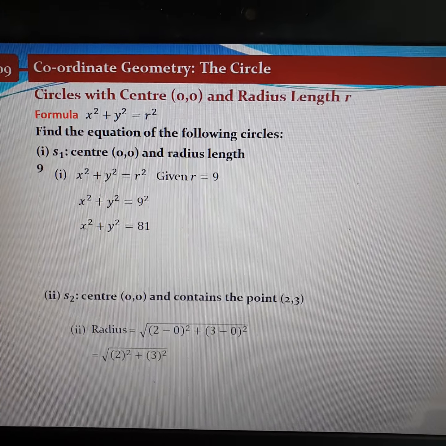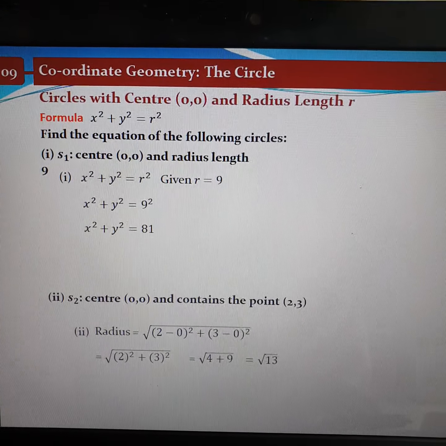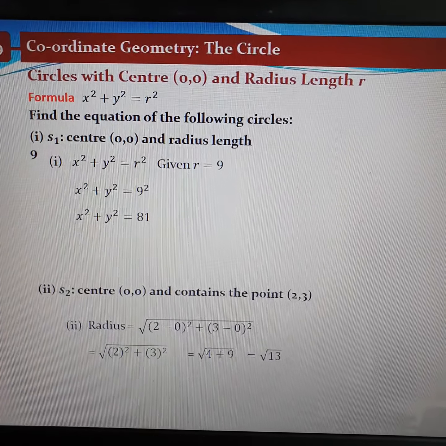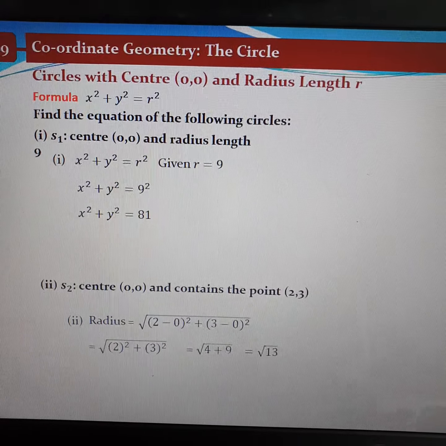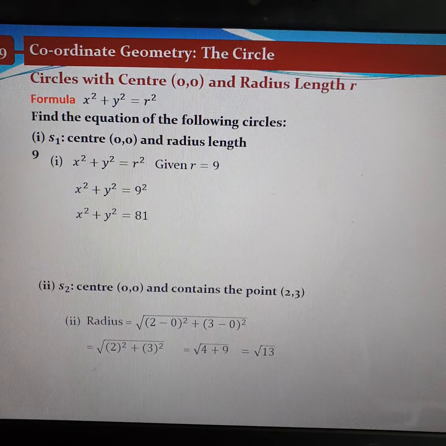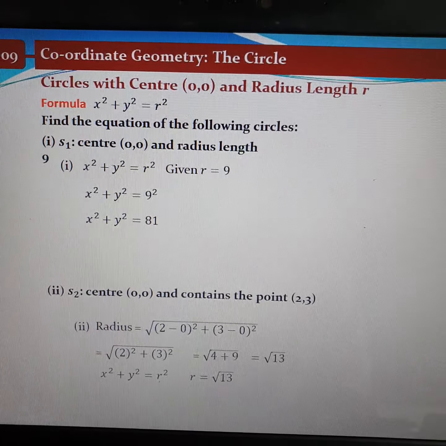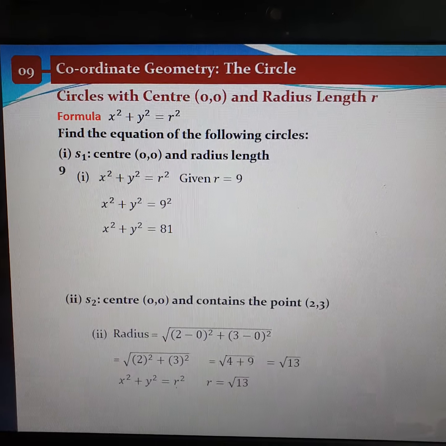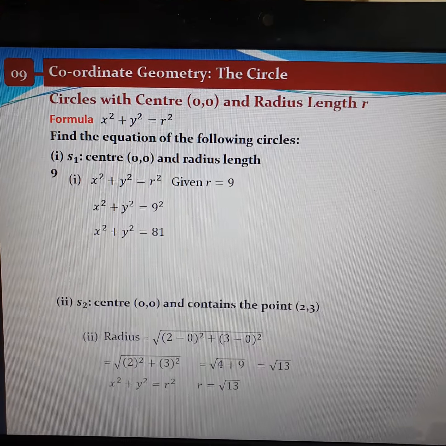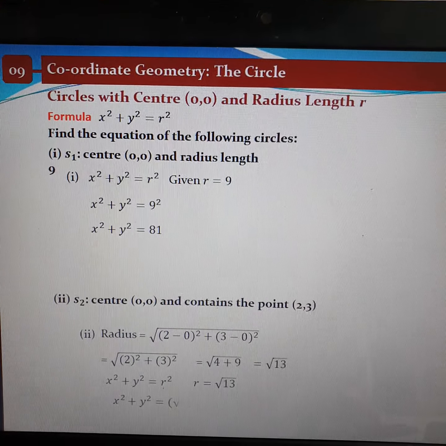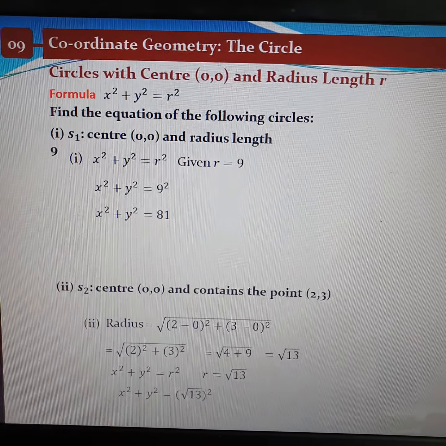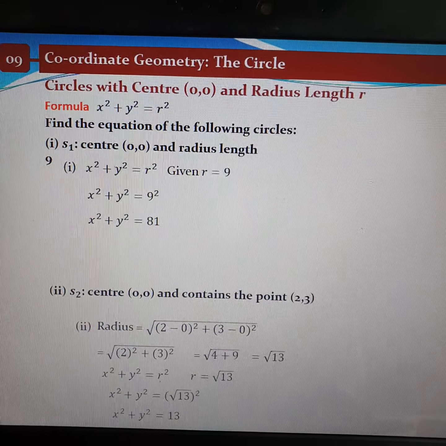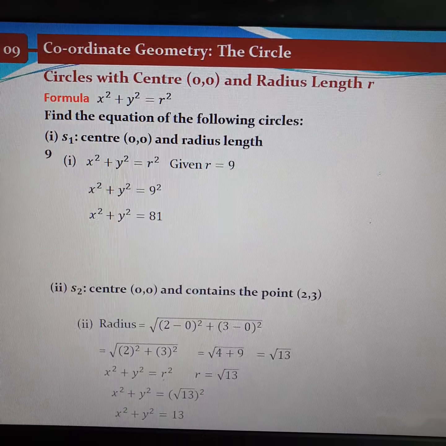We get a radius then of square root of 13, sorry. Okay, so now what we have is the center of the circle being 0, 0. We now have the radius length being square root of 13, and we plug it into our formula for the equation of a circle with center 0, 0, which is x squared plus y squared is equal to r squared. R is equal to square root of 13. Remember, when you square a square root, it disappears. So we have x squared plus y squared is equal to 13 being our equation.